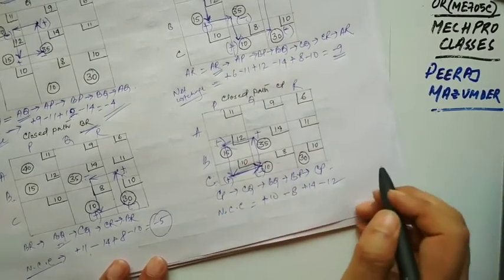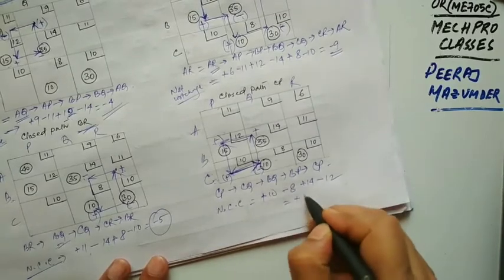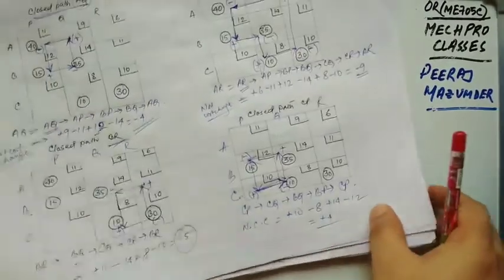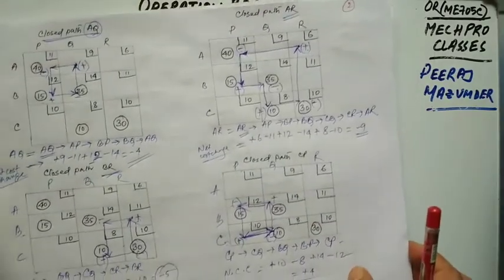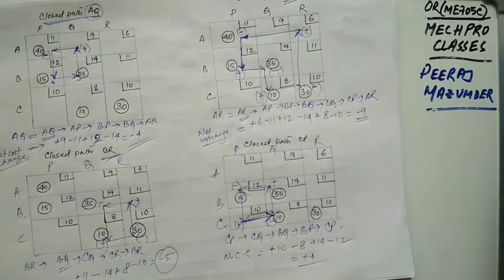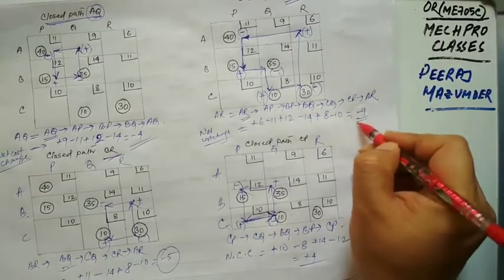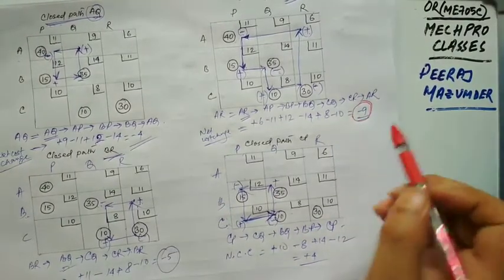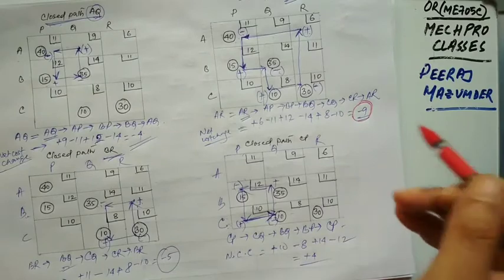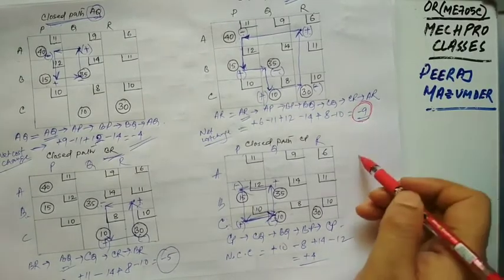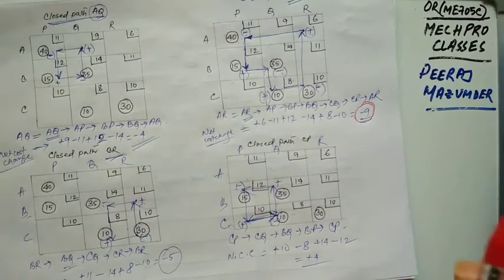Okay. Clear? So this gives you plus 4. Now the next step is very important. You have to take the maximum negative among all the water squares. From this it is clear that water square AR, this one, is selected, which has the largest negative cost change. I think it is clear to you.